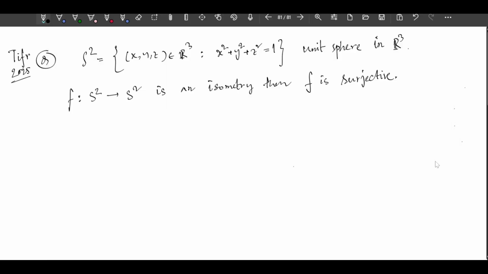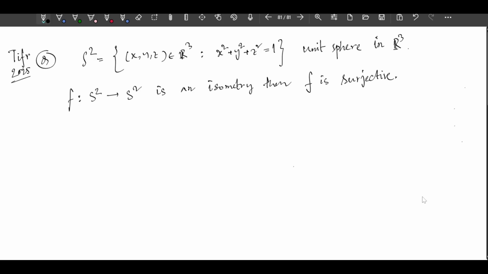Okay, so today we will solve a question from TIFR 2025, which says that given S2 is a unit sphere on R3, and given a map F from S2 to S2 is an isometry, then F is what? F is surjective. We have to prove this. That is a true false section question, and the answer is true. Why it is true, we will see.